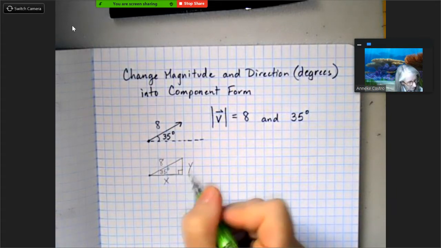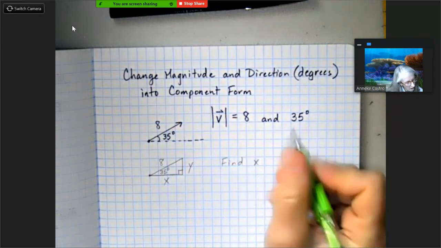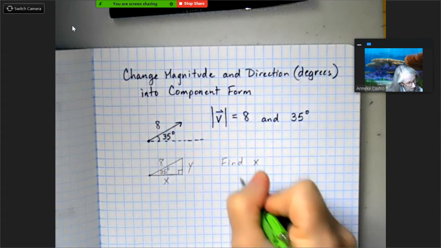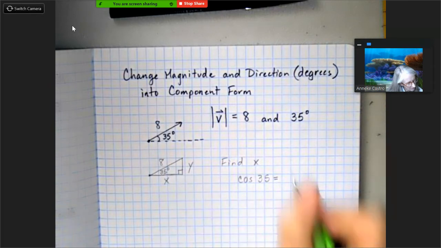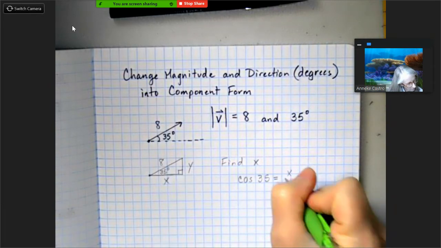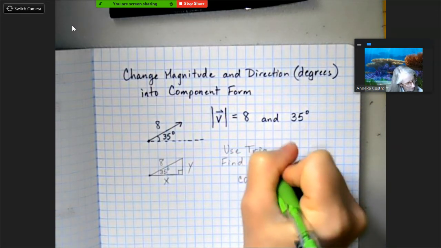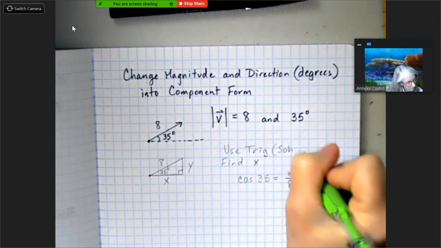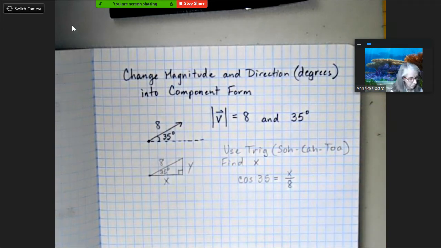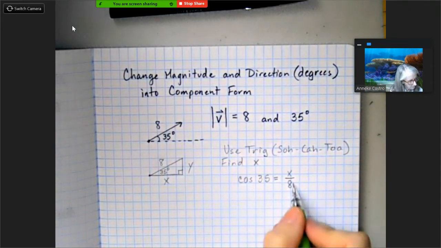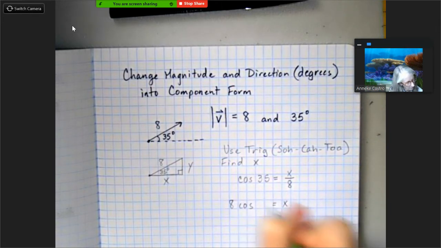If I want to solve for x, let's find x first. I'm going to use cosine. So I know cosine of 35 is equal to x over 8, adjacent over hypotenuse. So we're going to use trig, SOHCAHTOA, to help us solve these. So to get x by itself, I just need to multiply both sides by 8. So I'm going to get x is equal to 8 times cosine of 35.